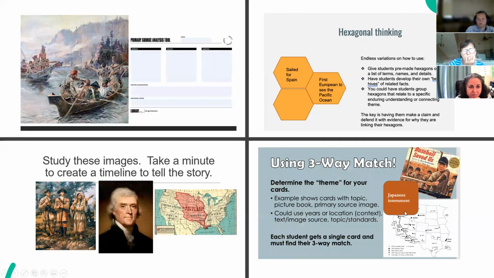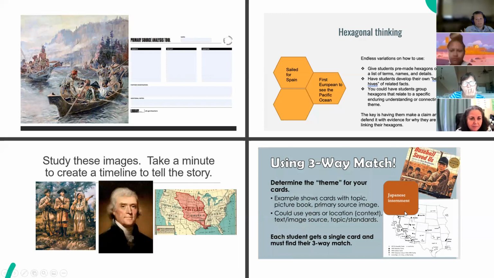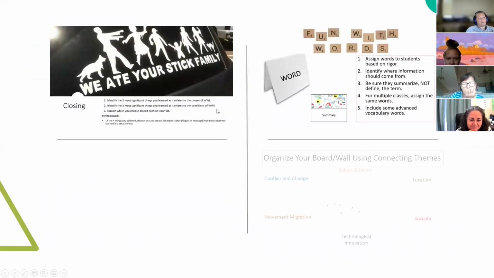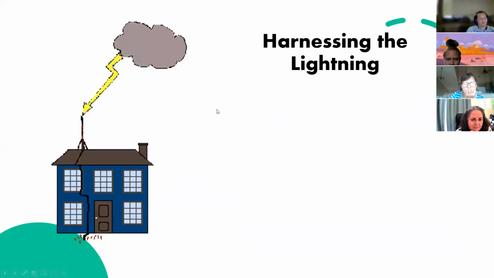You could do the same thing with a 3-way match with different sources, not just visuals, but visuals, text, books. Here's a stack of 10 sources. Make 3-way connections and explain your connection. Here is the I see, I think, I wonder. It is Library of Congress. And there's some more that I will leave here for you.